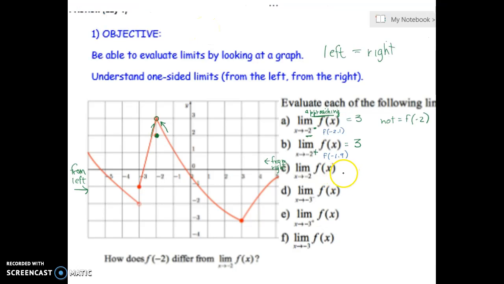Now, in order for a limit to exist, the left-hand limit has to equal the right-hand limit. And in this case, in part A and part B, they're the same number, so the limit exists, and it is that number. Now let's look at x going to negative 3 from the left.